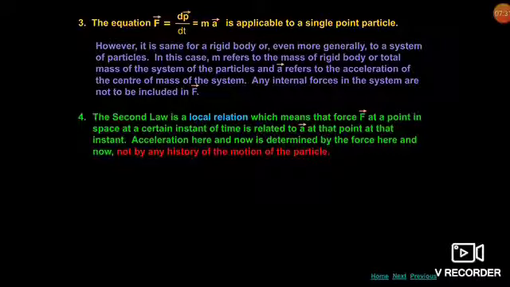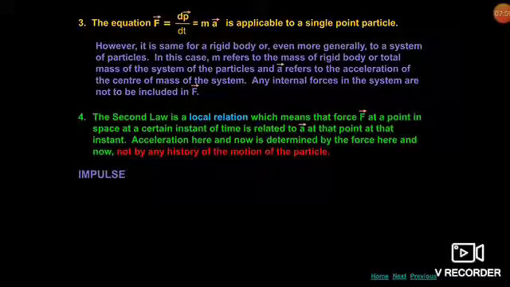The second law is called a local relation, which means that force F at a point in space at a certain instant of time is related to a at that point, at that instant. Acceleration here and now is determined by the force here and now, not by any history of the motion of the particle.